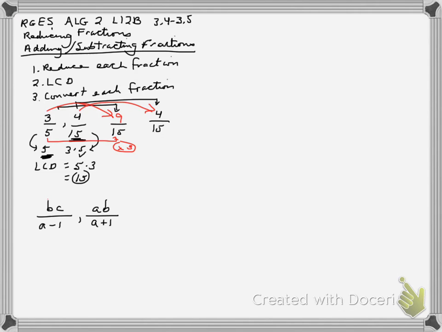In this one, it's kind of a truncated example in the sense that I don't need to do all the steps. Neither denominator, as it stands right now, can be simplified. So my least common denominator will be the product of those. So the least common denominator will be a minus 1 times a plus 1 for both fractions.